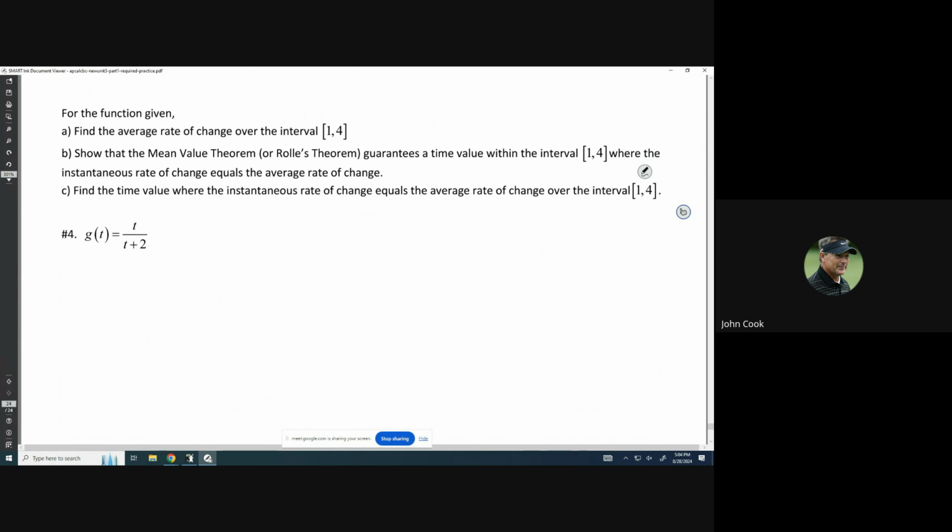So we're up to number 4 now, and this one's about the average rate of change, the mean value theorem, and I guess that's about it. Well, potentially Rolle's theorem, and we'll talk about that in a second. Okay, so with number 4, part A, it says find the average rate of change of this interval over here.